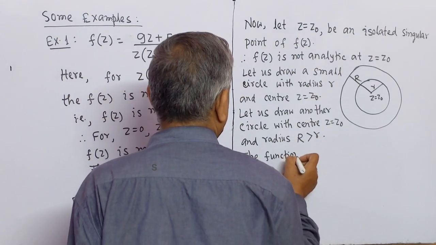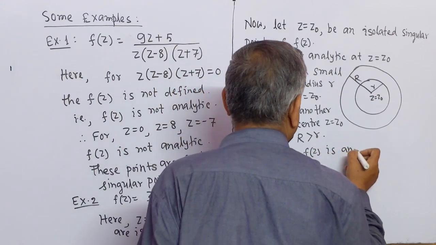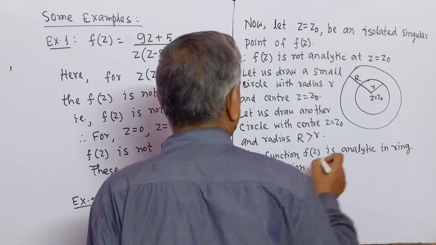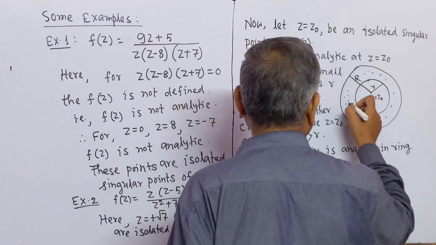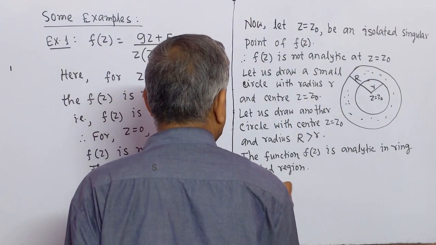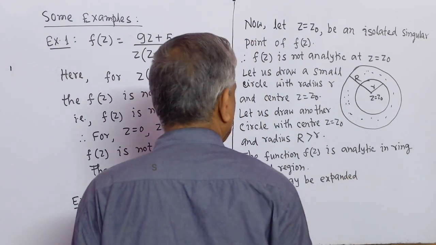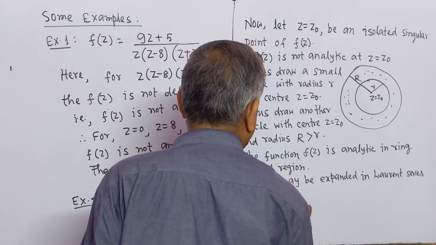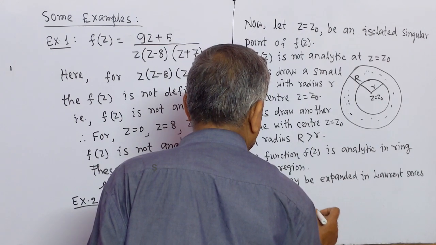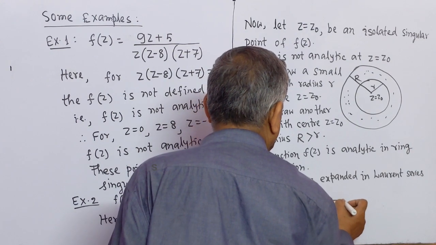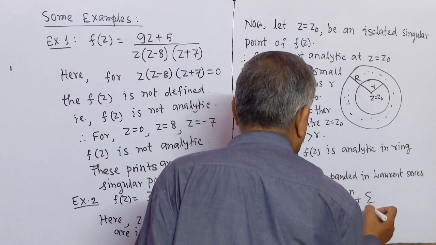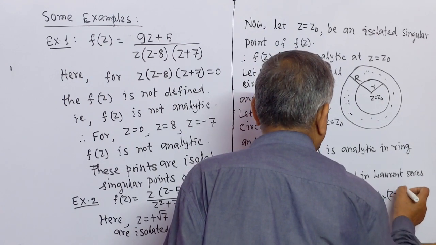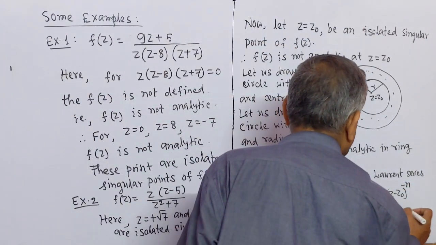The function of z is analytic in the ring shaped region, that means at all points in this ring shaped region. Therefore, function of z may be expanded in Laurent series as follows. Function of z equal to sigma n equal to 0 to infinity a n (z minus z naught) to the power n plus sigma n equal to 1 to infinity b n (z minus z naught) to the power minus n. Let this be number 1.